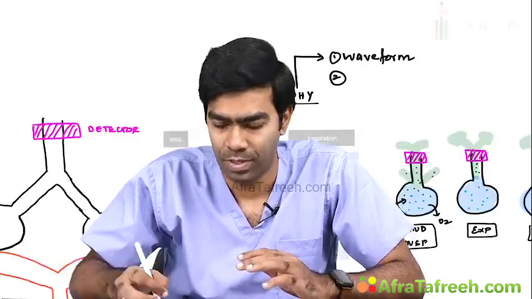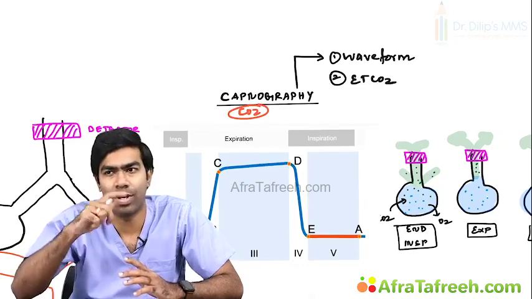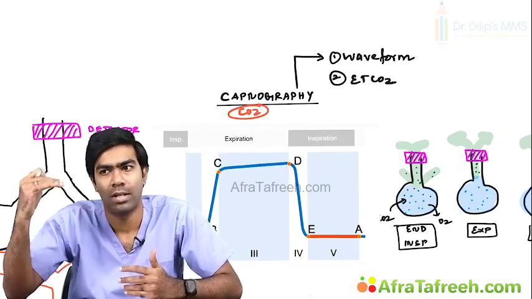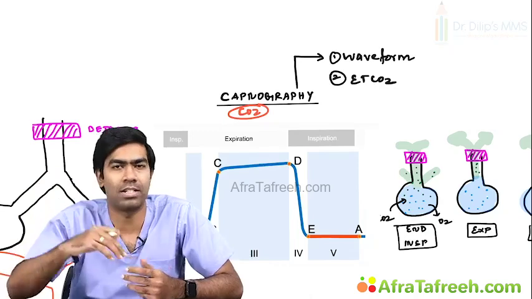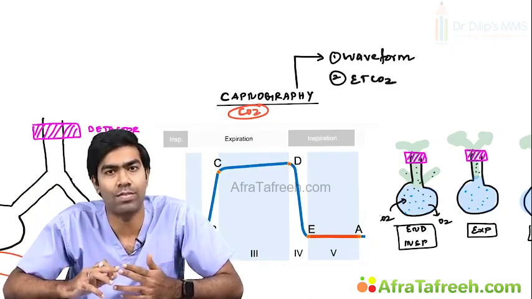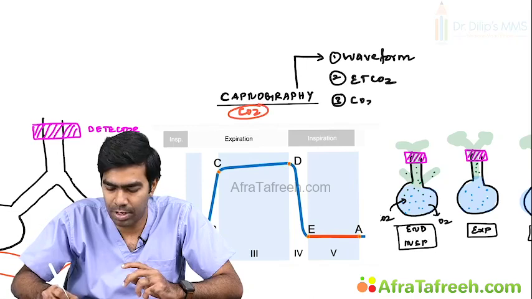And number two is the end tidal carbon dioxide. Remember, this is a numerical value. Waveform is something like a graphical representation, but this end tidal carbon dioxide is the maximum CO2 peak that is reached in the capnography machine. I mean, with or without the waveform. So that is what we refer to as EtCO2. And the third one is the carbon dioxide trend. That's what we're going to look out for.